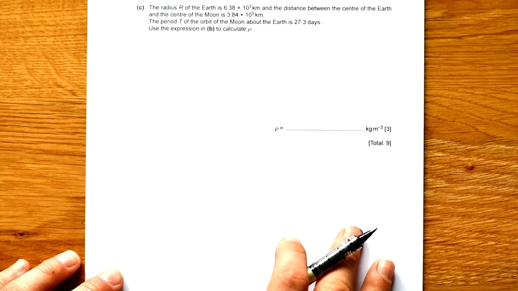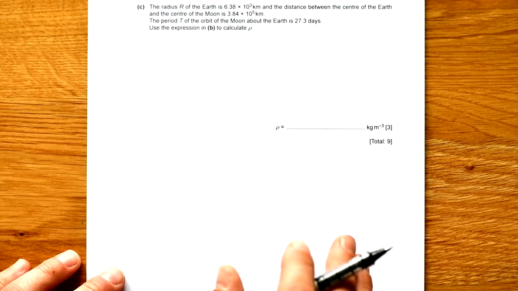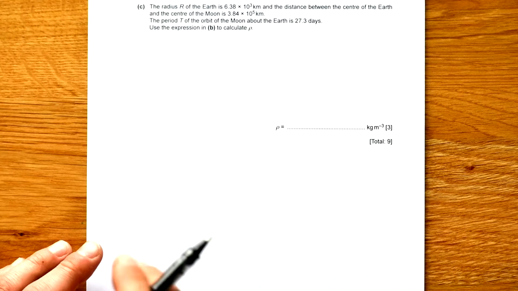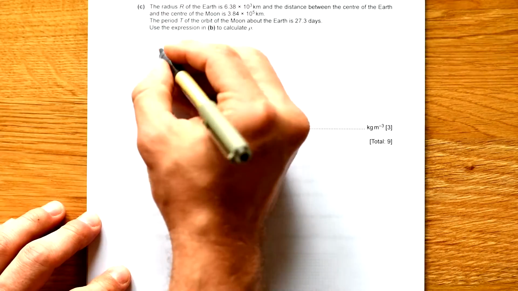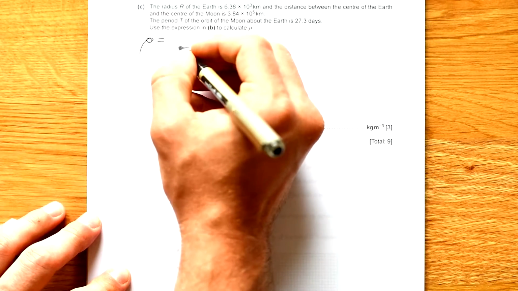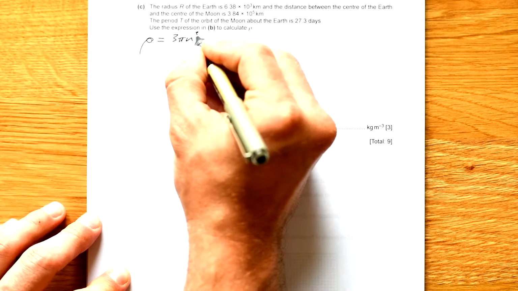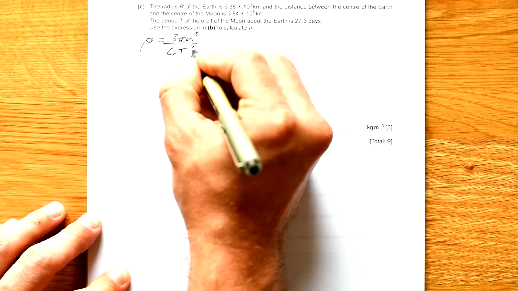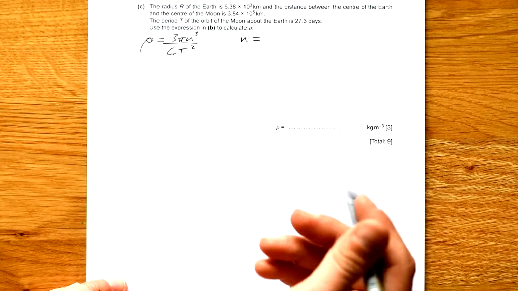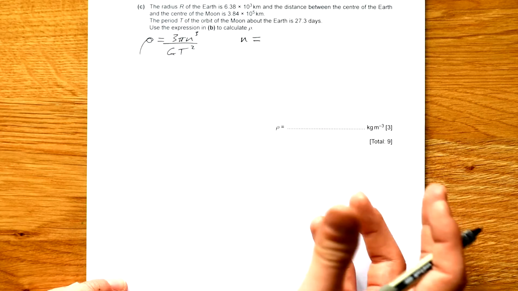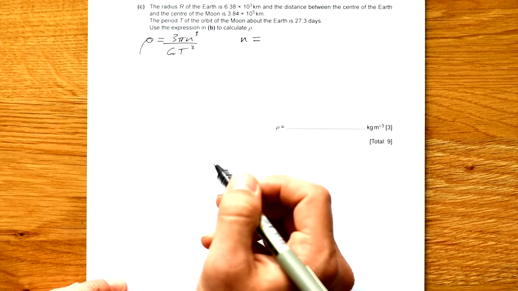Radius r of the Earth is that, and the distance between the center of the Earth and the center of the Moon is that. Period of the orbit is that. Use the expression in B to calculate rho. So we had rho equals 3 pi n cubed over G t squared. So we know all of these things, but what is n? So n is the radius of the path of the Moon in numbers of Earth radii.